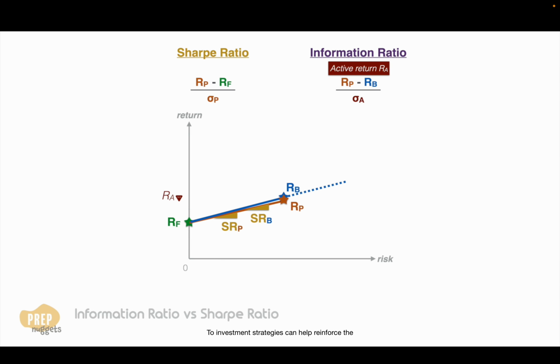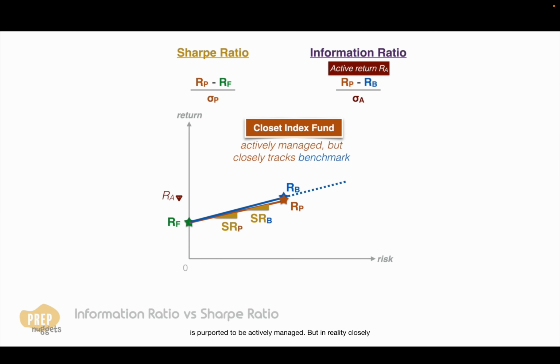Two investment strategies can help reinforce the conceptual distinction between the Sharpe ratio and the information ratio. First, a closet index fund is one that is purported to be actively managed, but in reality closely tracks the underlying benchmark index. As you would expect, such funds will have risk-return profile very similar to the benchmark. Consequently, such portfolios have a Sharpe ratio very similar to the benchmark, and the information ratio is very low as the active return is close to zero. After fees, the information ratio of a closet index fund is often negative.